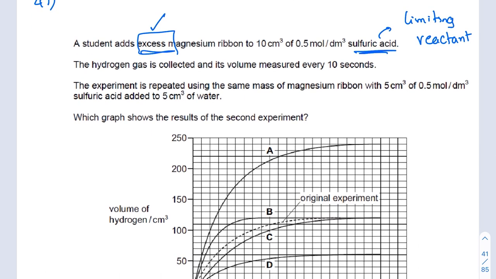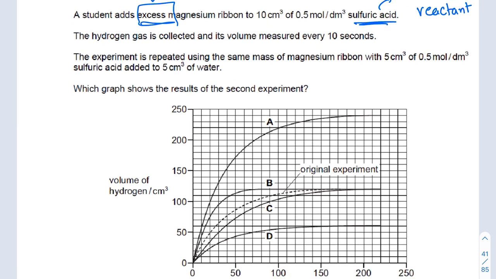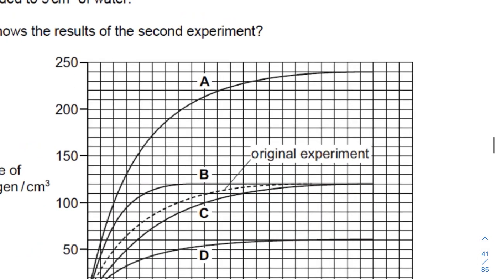What is the meaning of limiting reactant? It decides how much volume of products is formed. The more the limiting reactant, the more the volume of the products; the less the limiting reactant, the less the volume of the products. Here the product is hydrogen gas, and its volume is measured every 10 seconds. From these four diagrams, we can see that A has more limiting reactant and D has less limiting reactant.